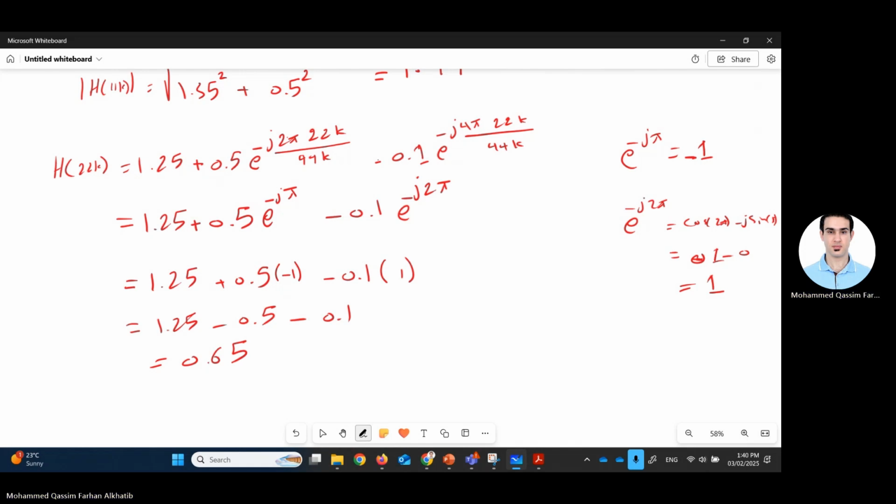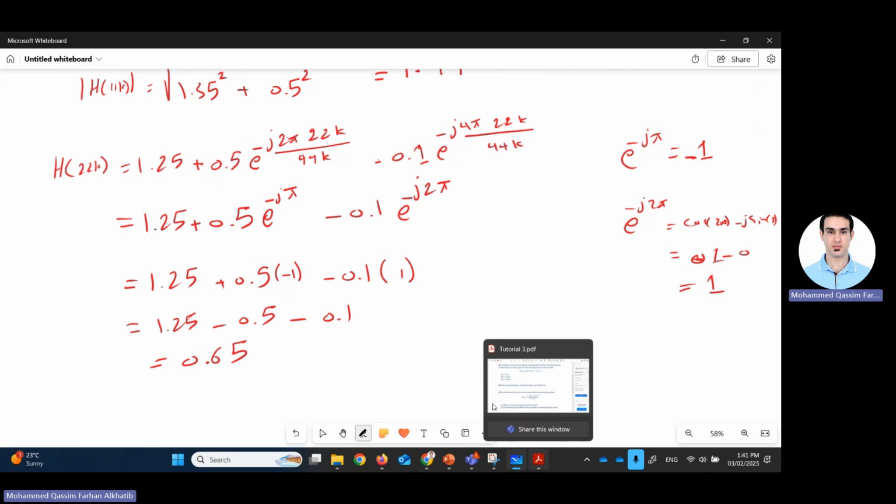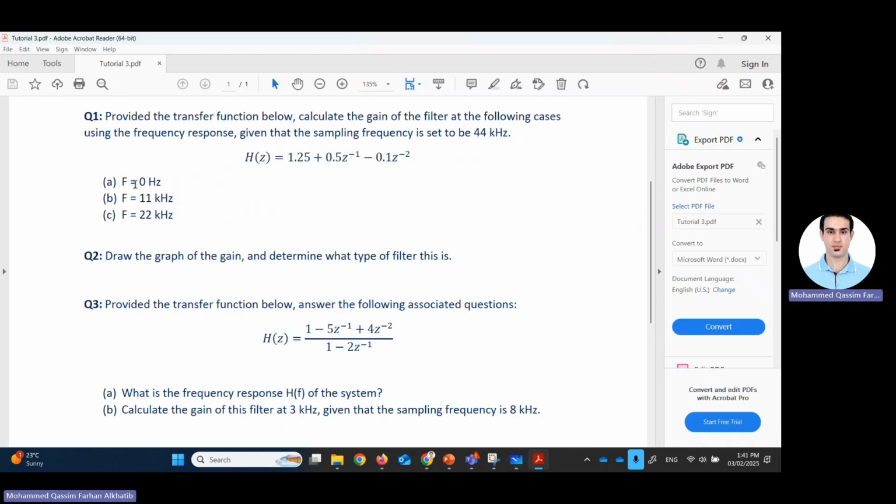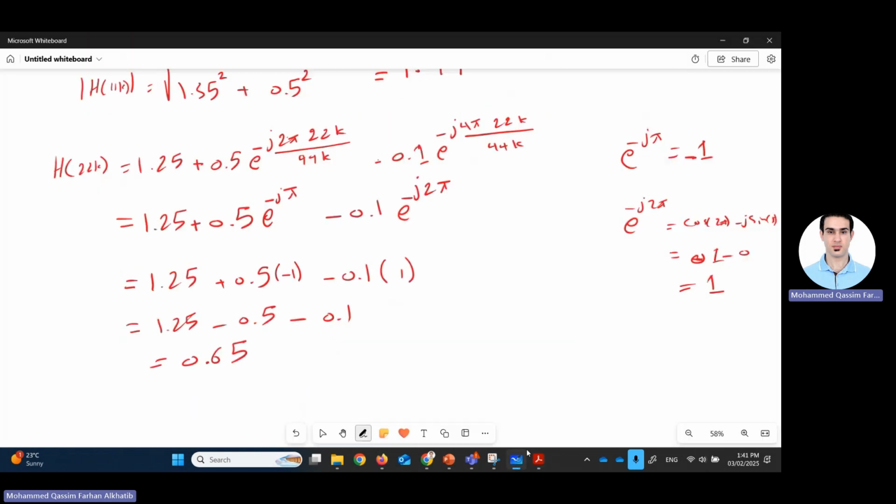0.65. Now, if I want the other part of the question, we're done. That's the first part. So all those, we found them. Now draw the graph of the gain and determine what type of filter this is. So if I want to express this one in terms of points, so this is F.